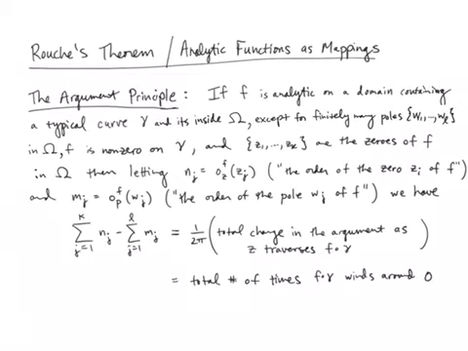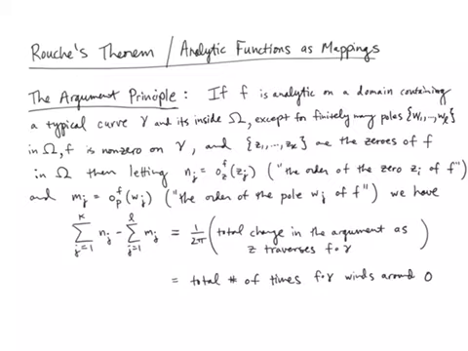So let's recall the argument principle. The argument principle applies when we have an analytic function on a domain, and in this domain there's a typical curve gamma, and it's inside omega. And the inside of gamma, omega, is contained in the domain of f except for finitely many poles, w1 through wl, which are in omega.